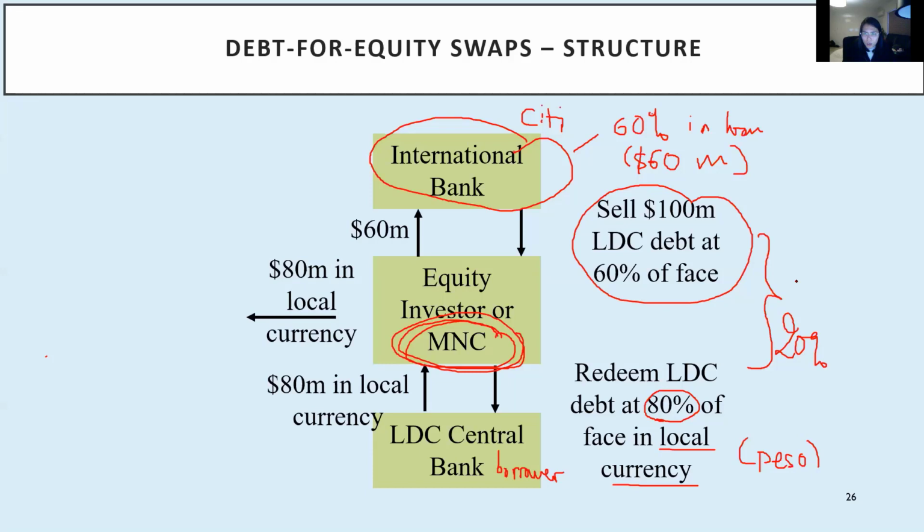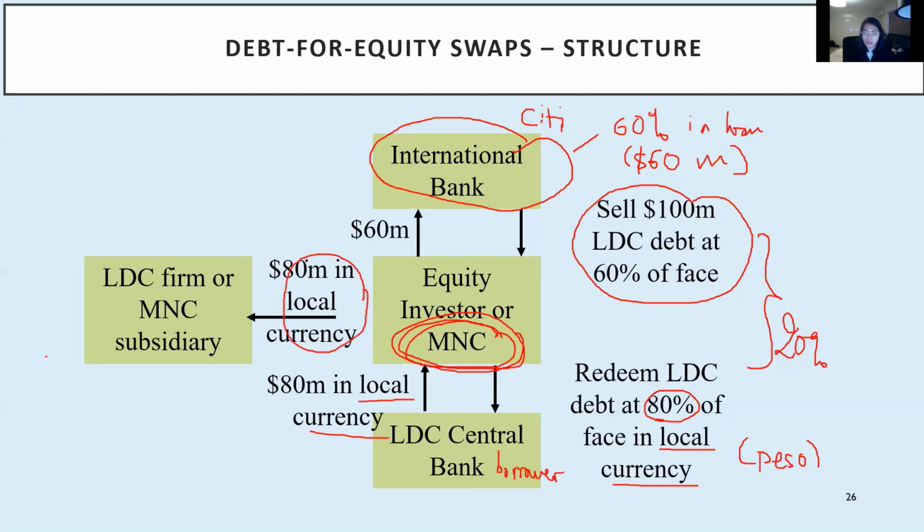Now, so what do these corporations do? The reason why they want to get involved is because they have interest in the local economy at the start, okay? So once they redeem the $80 million of the loan in the local currency, they are going to use that money to reinvest in the local economy, right? In the Mexican economy in this example.